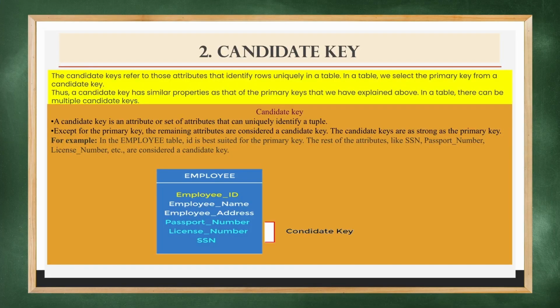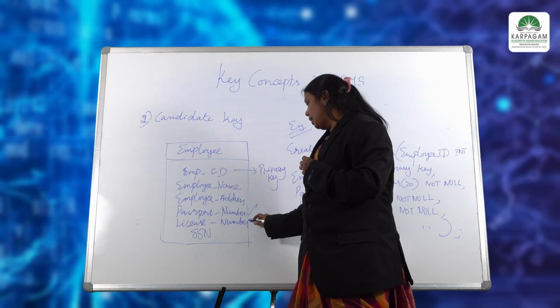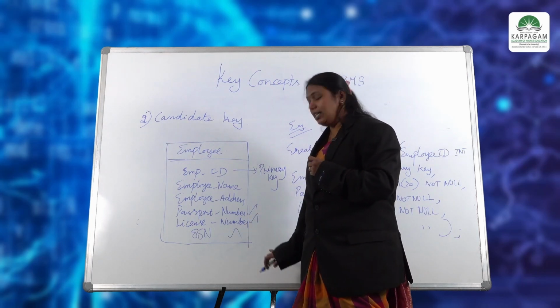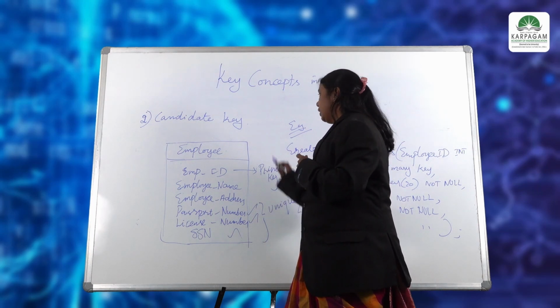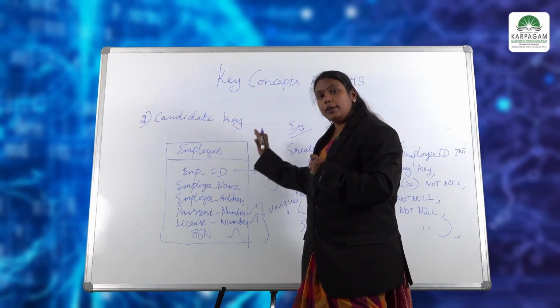Next we will discuss the concept of candidate key. This is the second key in the key concepts. The candidate key is also included in the primary key concept. In the primary key, employee ID is the unique representation of the table. Similarly, the table includes passport number, license number, and SSN number. These three things are also unique representations.